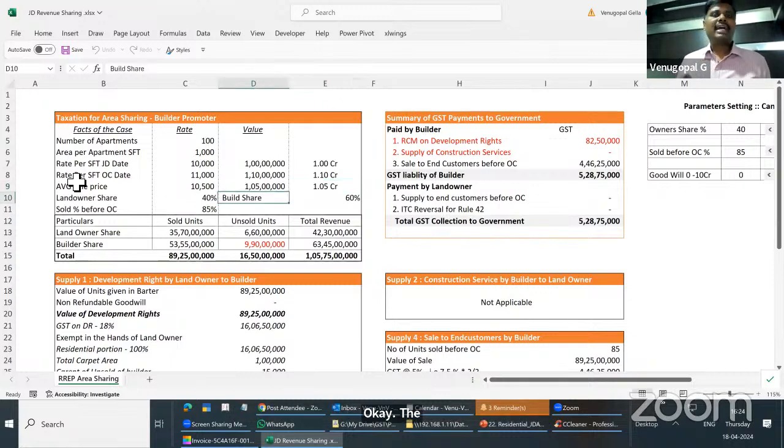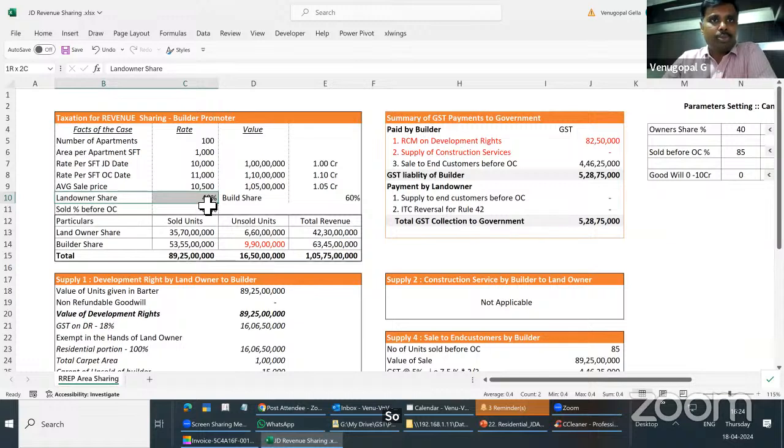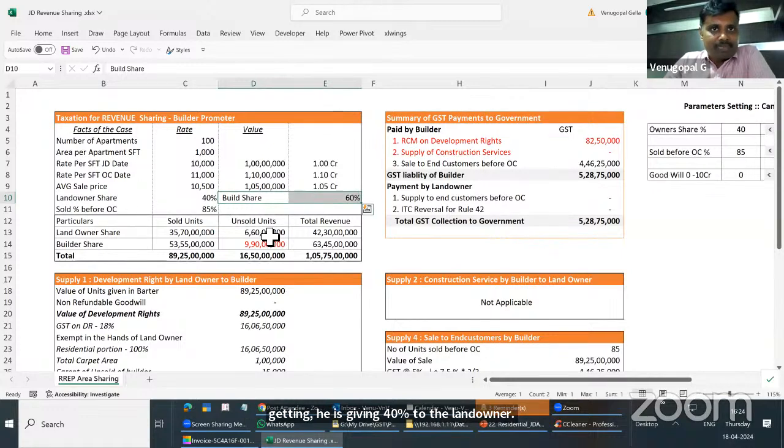The landowner has 40% of the share. So revenue share is 40%. This is the taxation for revenue share. So 40% is the landowner. Every rupee the builder is getting, he is giving 40 paise to the landowner. Builder is keeping 60 with him.